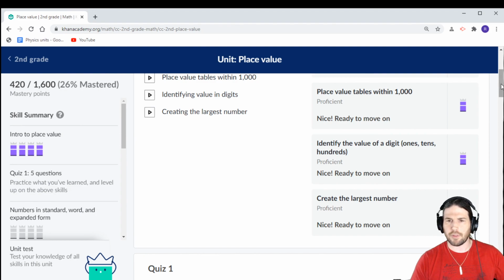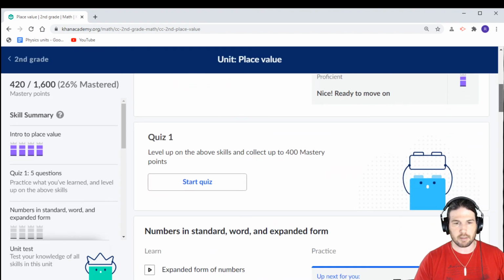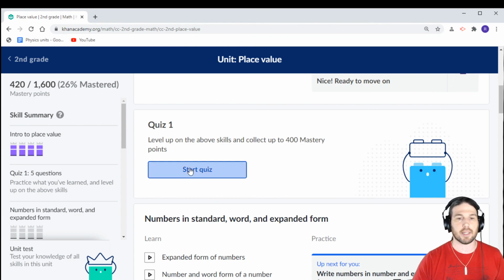Okay, so that gets us through intro to place value. So those were all pretty simple stuff. Let's see if it gets any more complicated from here. I bet it does. But first, let's do a quiz on the intro stuff.